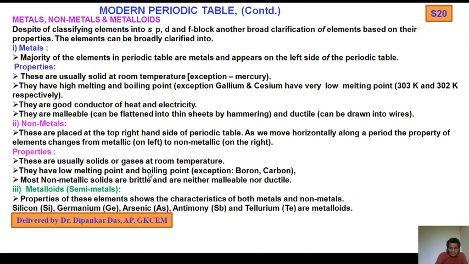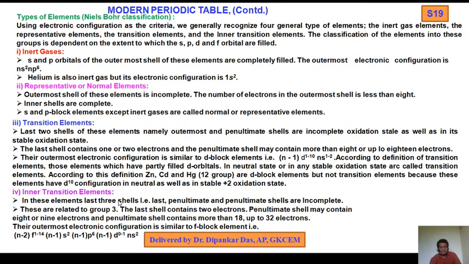Inner transition elements: in these elements, the last three shells are incomplete. These are related to group 3. The last shell contains 2 electrons. The penultimate shell may contain 8 or 9 electrons, and the antepenultimate shell contains more than 18 electrons, up to 32 electrons.